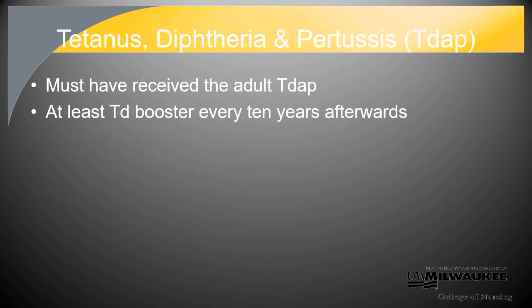The next health requirement is the Tdap: tetanus, diphtheria, and pertussis. You must have received the adult Tdap at some point. The Tdap is good for 10 years, and then you must have at least the Td booster every 10 years after that. Most of you will have had this within the last 10 years. However, it is likely that you will need to get a booster while in the program. All these requirements must be kept current while in the program and cannot expire during the upcoming semester. Just something to keep in mind.